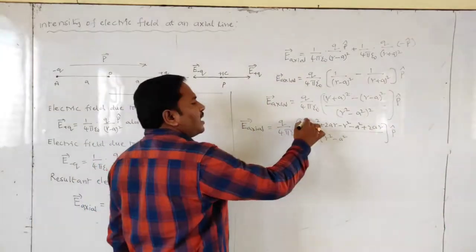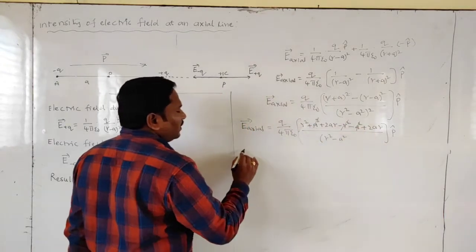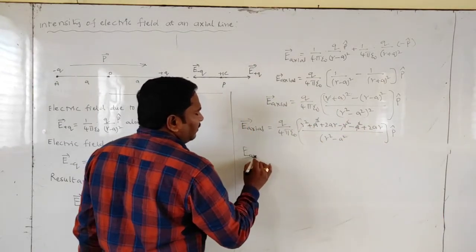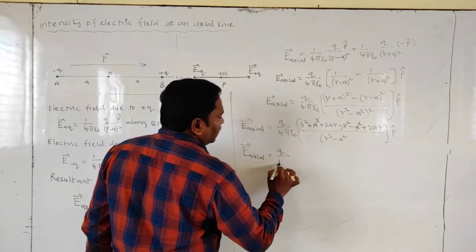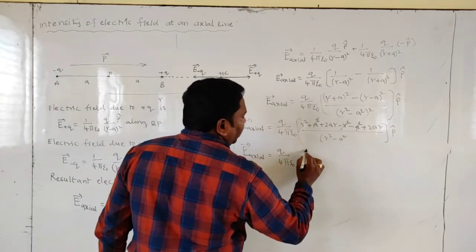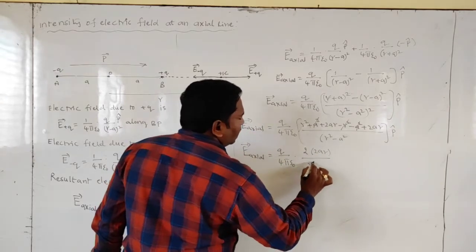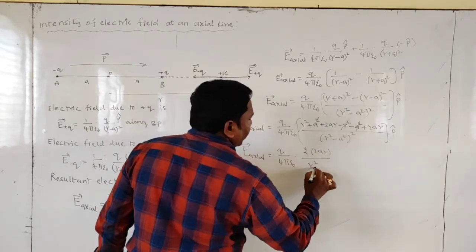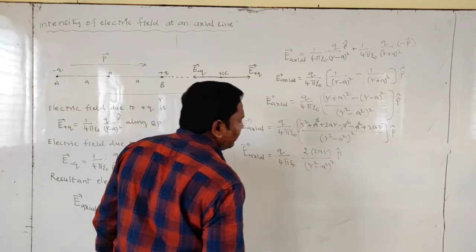Now here r square cancels, a square cancels, and E axial equals q by 4 pi epsilon naught times 4ar by (r square minus a square) whole square into p cap.